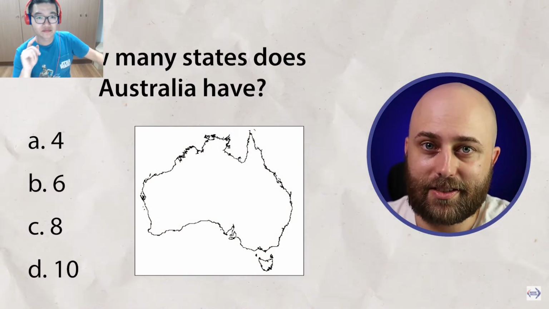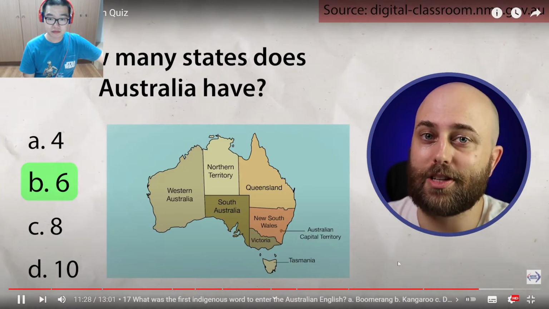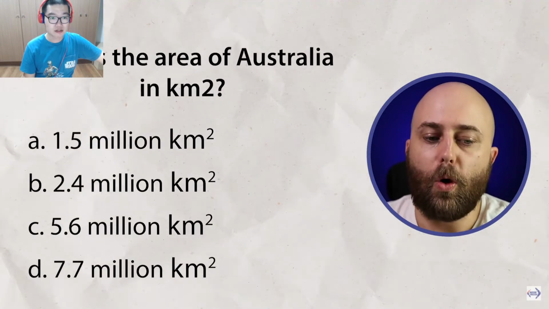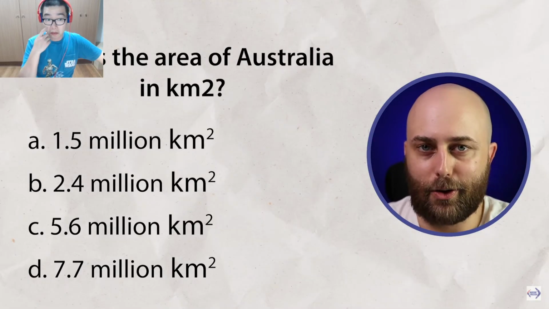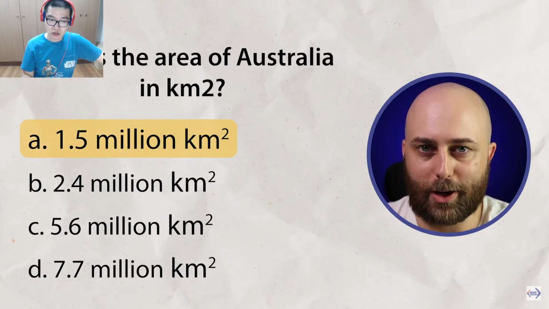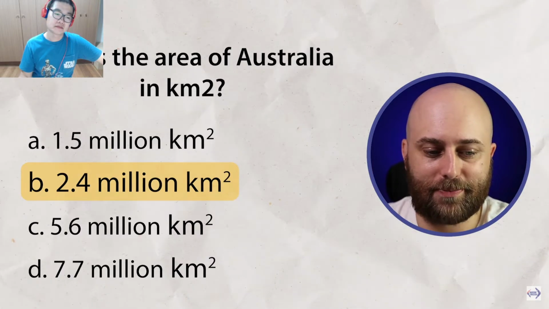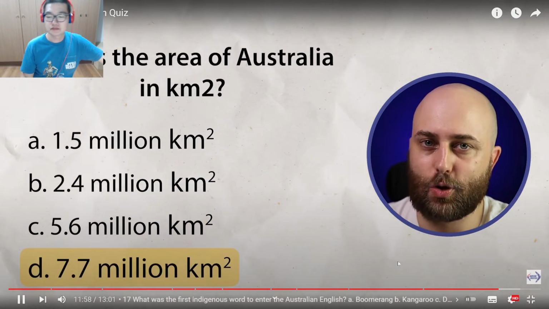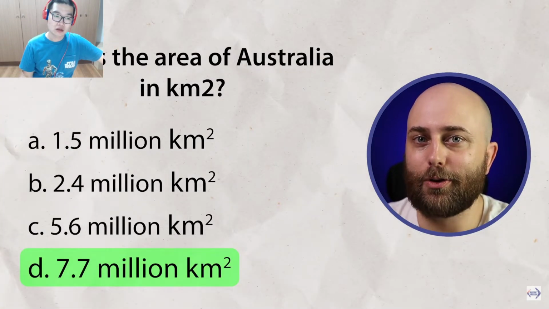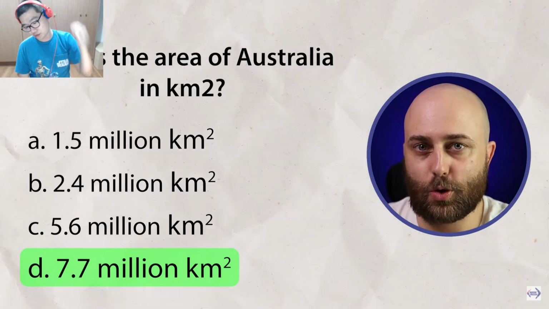Question 18. How many states does Australia have? The territories, as well as the Australian Capital Territory, aren't states, they are territories. Question 19. What is the approximate area of the Australian continent? A. 1.5 million square kilometres. B. 2.4 million square kilometres. C. 0.7 million square kilometres. The answer is D. Yep. The Australian continent, including Tasmania, is about 7.692 million square kilometres.